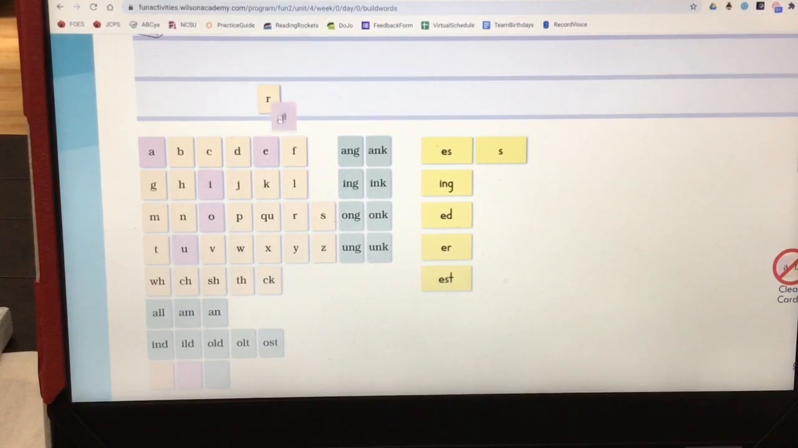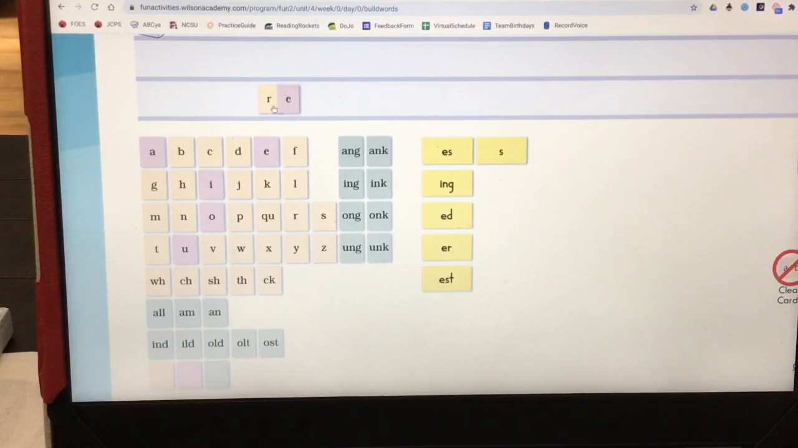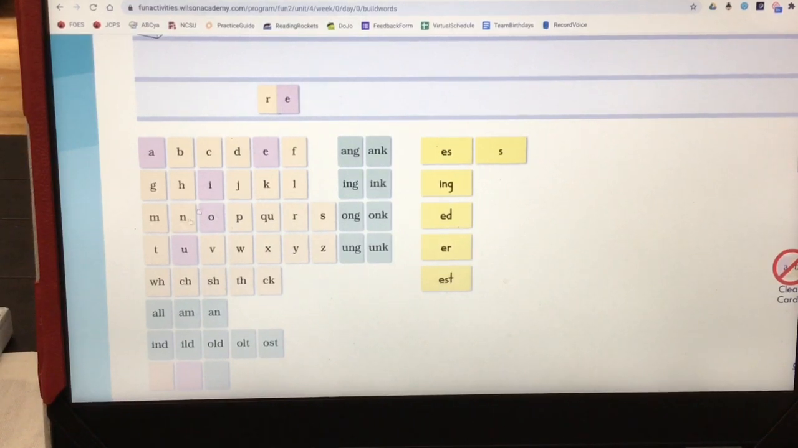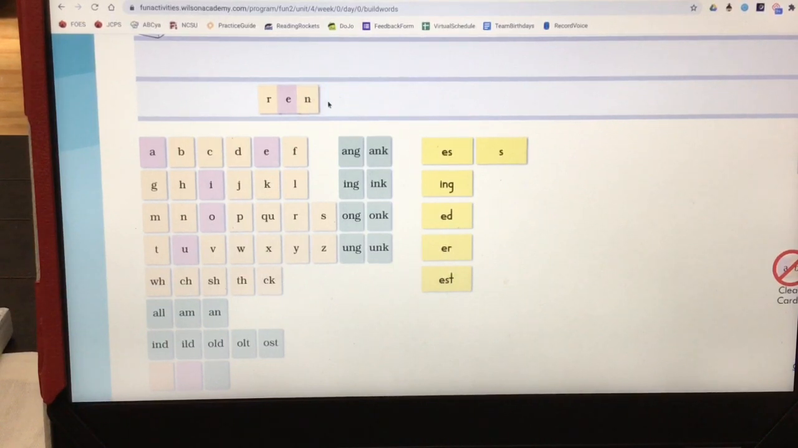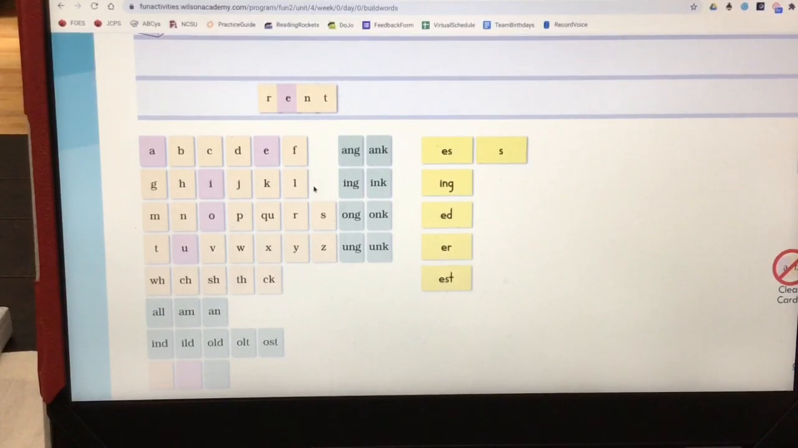Ed. Vowel. Yeah, that's a subtle N in there. You got to pay attention to that. Rent. Yeah. T topped. Rent. Okay. That is our base word.